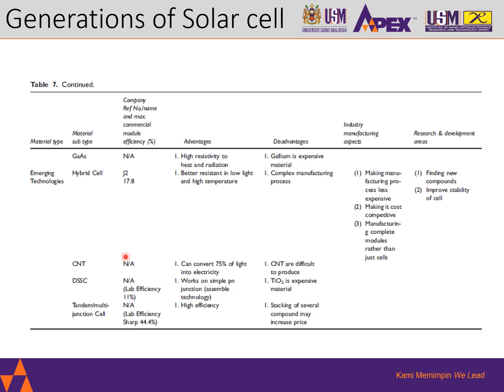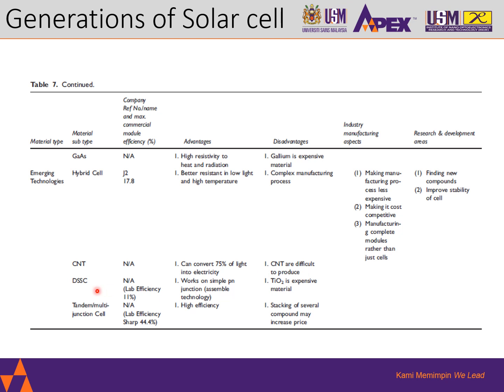For the emerging technologies, compared with the hybrid cell, which has an efficiency of 17.8%, which is quite high, the advantage is better resistance in low light. The disadvantage is complex manufacturing, of course, because it is hybrid. Compared with the CNT, the efficiency is still not available, but the advantage is they can convert 70% of light into electricity. However, CNTs are difficult to produce. I mean, in terms of high quality CNT, it's very difficult to produce.